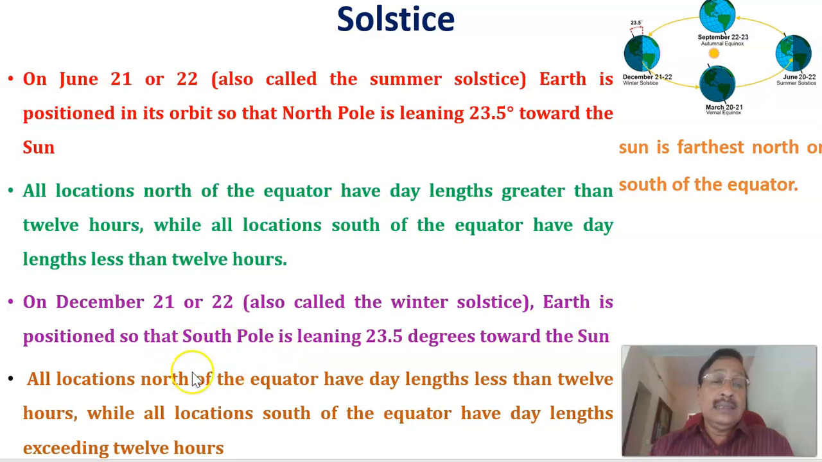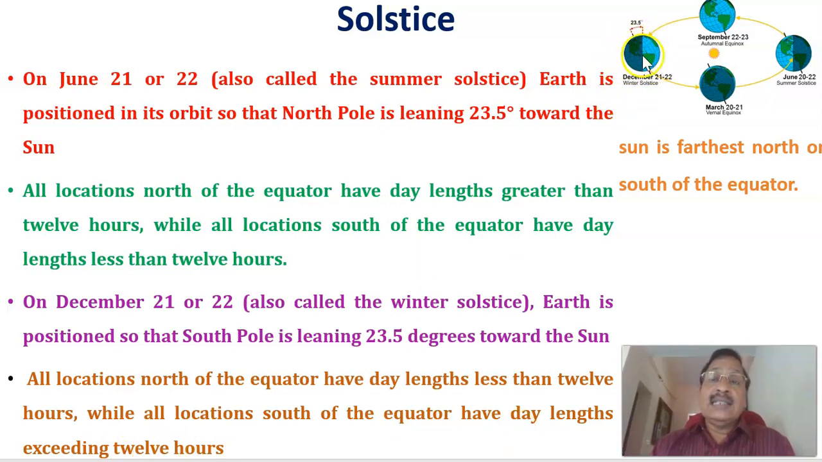so that the South Pole is leaning 23.5 degrees towards the sun. This is the position, 23.5 degrees. In this case, during this period, all locations north of the equator have day lengths less than 12 hours, while all locations south of the equator have day lengths exceeding 12 hours.